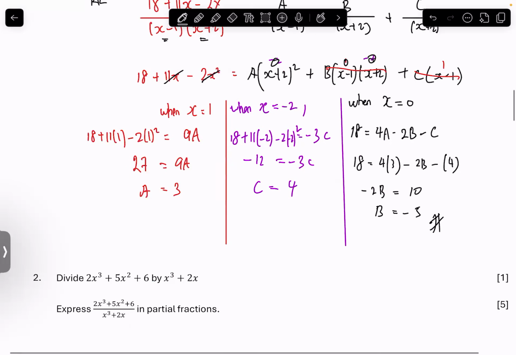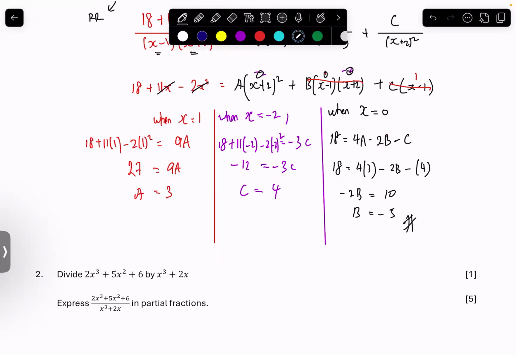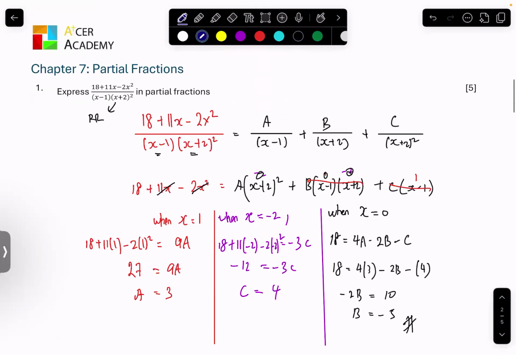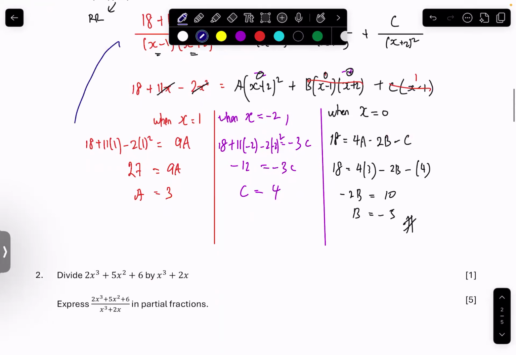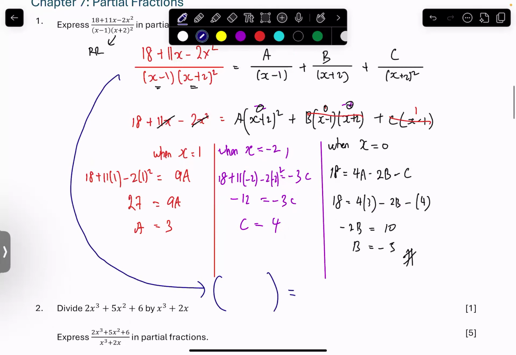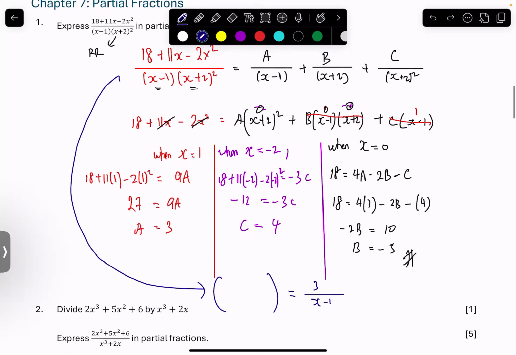Remember to always conclude your statement. So you will have this whole thing rewritten as equals 3 over x minus 1 minus 5 over x plus 2 plus 4 over x plus 2 squared.